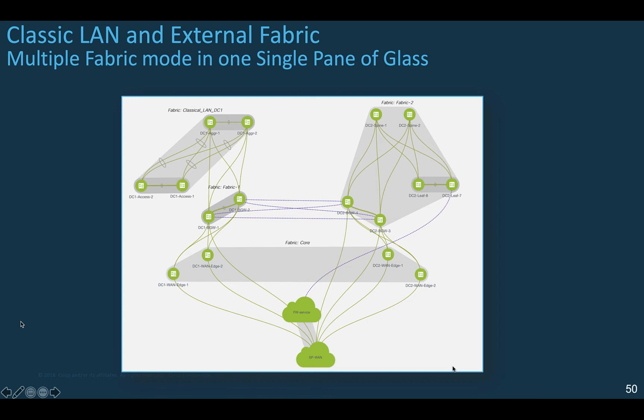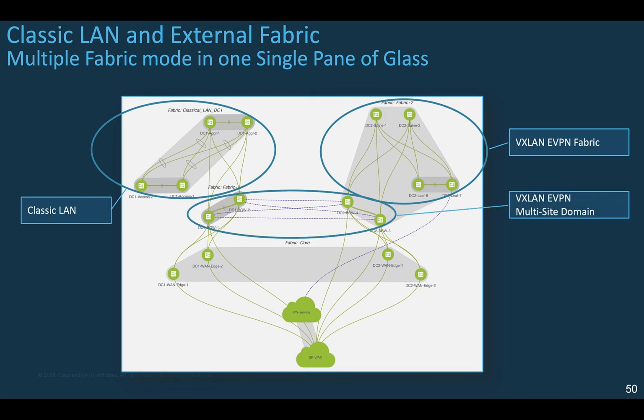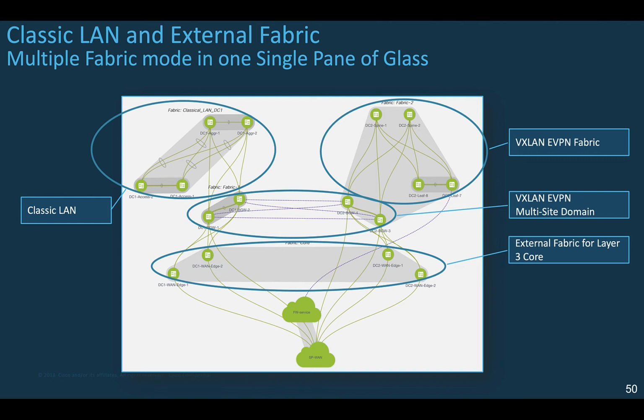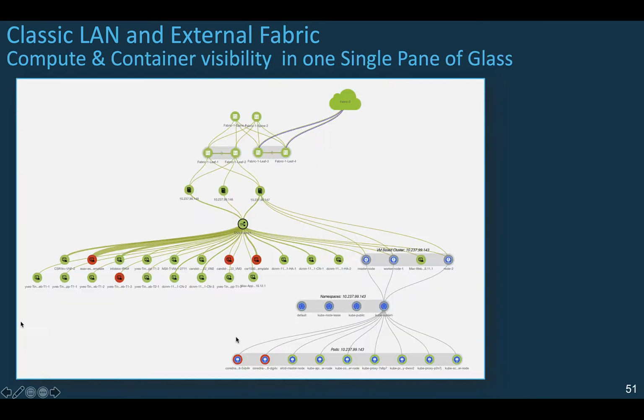So this is a snapshot of a topology view that combines multiple fabrics in one single pane of glass. Just to give you an example, here we see classical LAN, we see the VXLAN EVPN fabric. We have here the multi-site, so as you can see, we can get a mix of classic LAN, VXLAN EVPN, multi-site. We have the external fabric for the layer 3 core, for example. We have an external fabric for the service node, and we have maybe the external fabric for the provider network or internet provider, if you will, right? So very easy to get everything on the same single pane of glass.